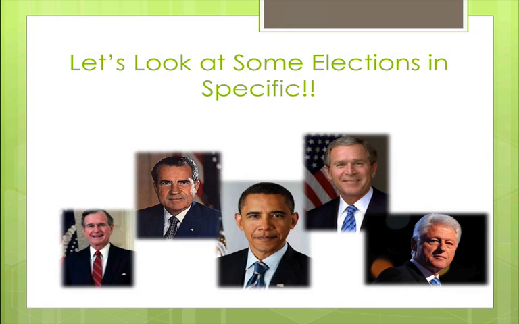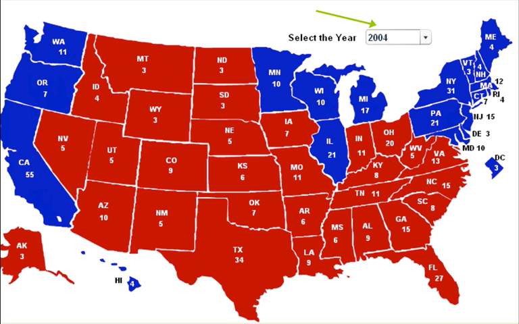So let's try and make this a little bit more concrete. Let's go ahead and look at some screenshots from 270towin.com, which is a pretty important website as we study the Electoral College. And let's look at some elections in specific. So here is a screenshot from the election of 2004, and you can always tell that on 270 to Win by the upper right-hand corner where they tell you what election you're looking at.